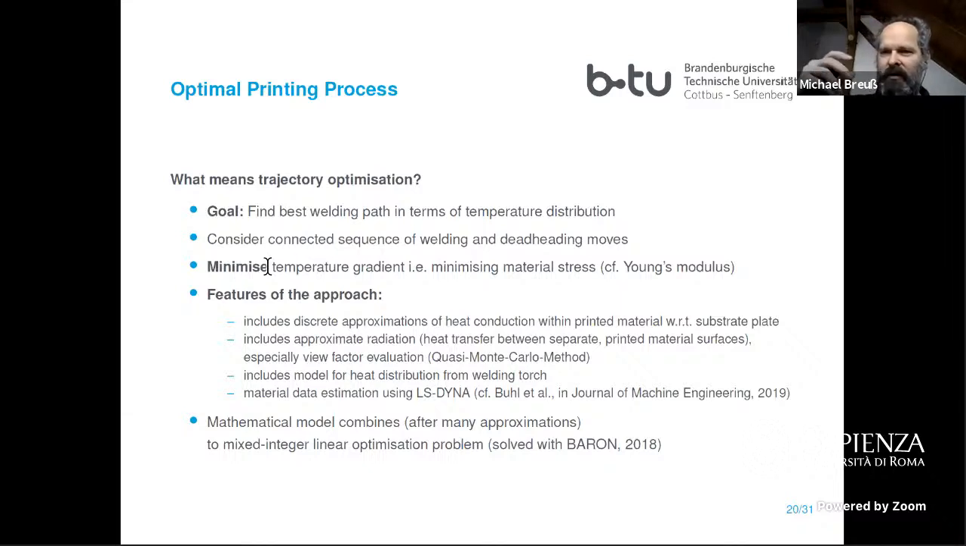The dead-heading moves were these jumps from one node to the others that I've shown you on the sketch. And what you actually want to minimize is the temperature gradient. Because when you look at the temperature gradient and at material stress, you can compute expressions for the thermal stress. You can have a look at Young's modulus and all these formulas that you have from mechanical engineering, and then you realize that what is good in order to achieve reasonable quality in your output material is that the temperature gradient is best.